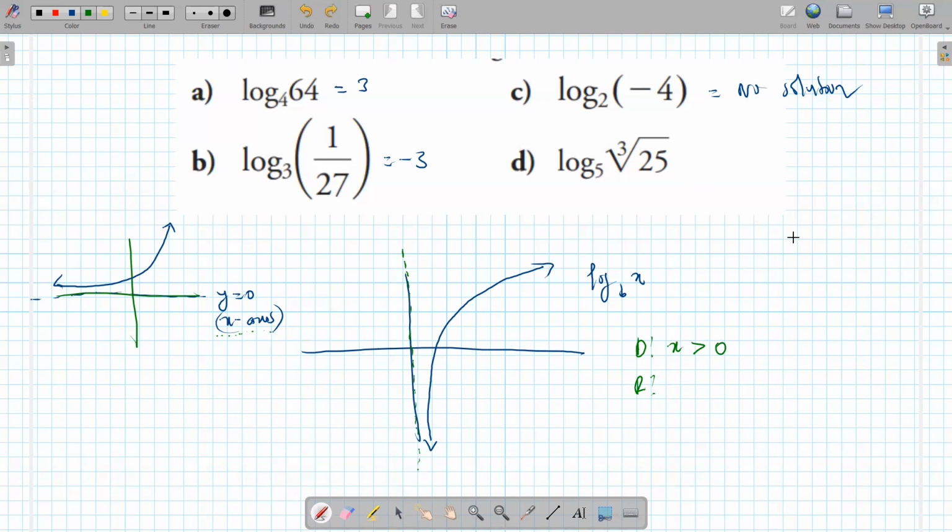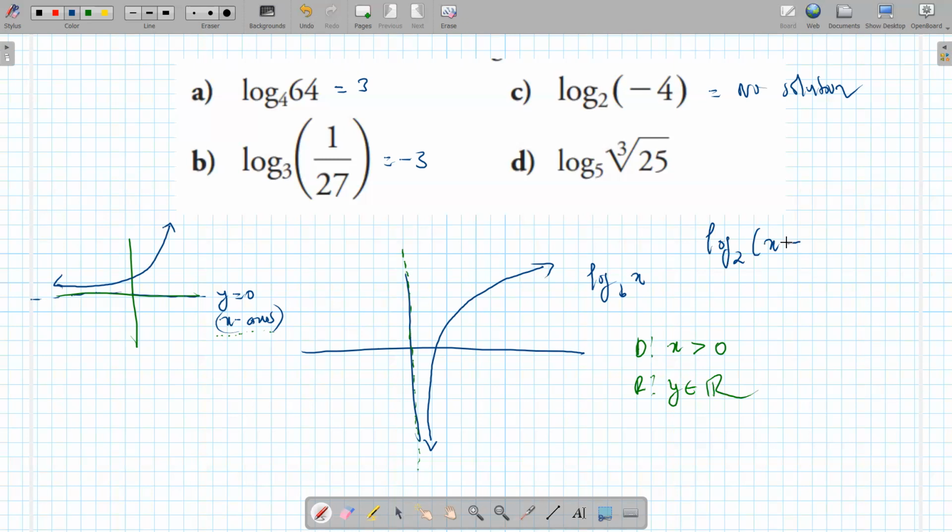What do you think the range is? Negative infinity to positive infinity. Exactly. It can be any number. There's no restrictions on the range. So what this means is you cannot evaluate a negative number inside this. It doesn't matter what the base is, but inside you cannot have a negative number. Using this idea, tell me what's the domain. I mean, range is going to be everything.